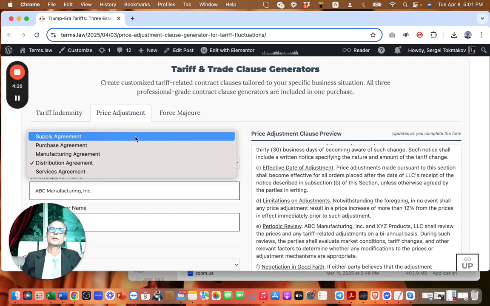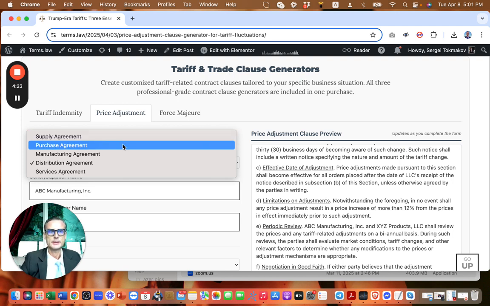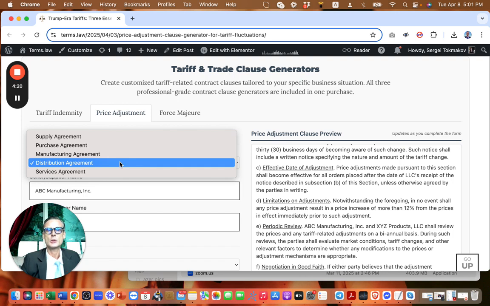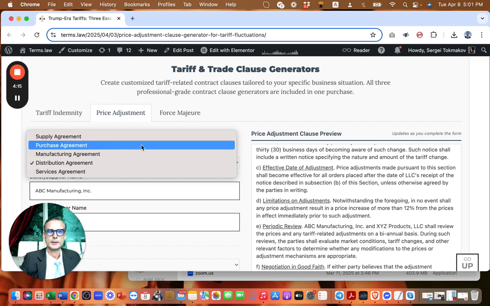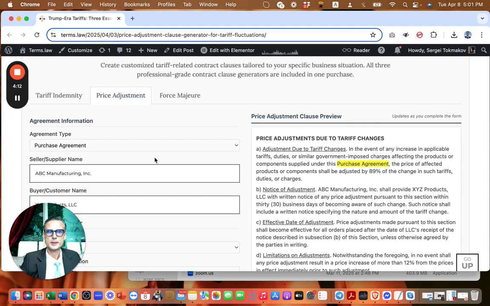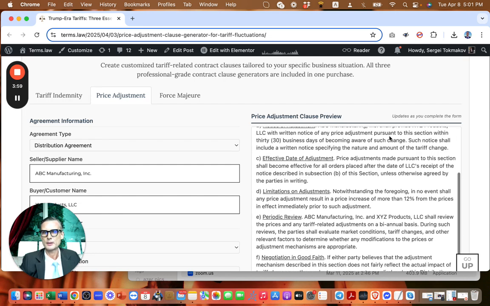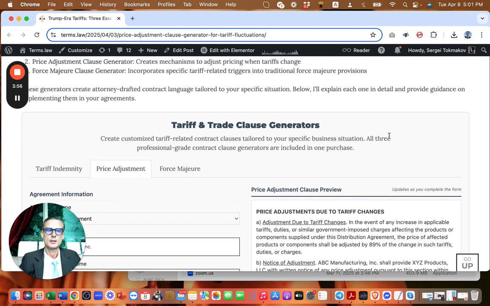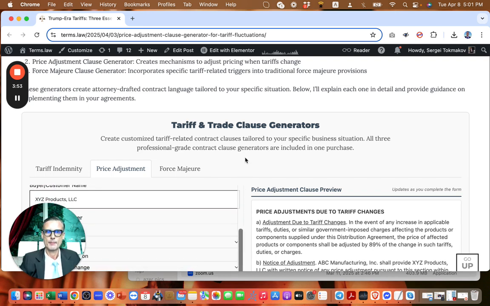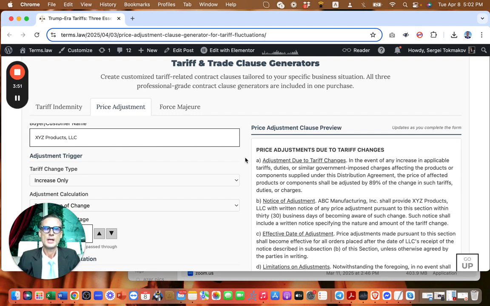The types of contracts that are going to be affected the most are, of course, the supply agreements, manufacturing agreements, but also purchase agreements, service agreements, and, of course, distribution agreements. When you enter things into my clause generator, it's pretty straightforward. What you're changing gets highlighted in yellow, and once you copy the clause, you can also enter the date of the contract and other details.